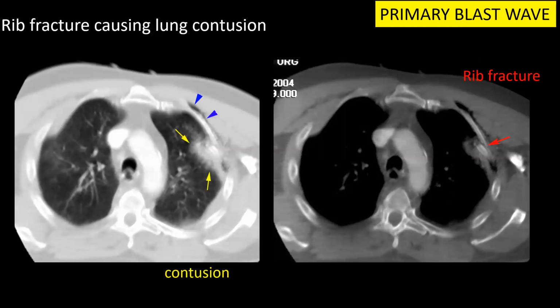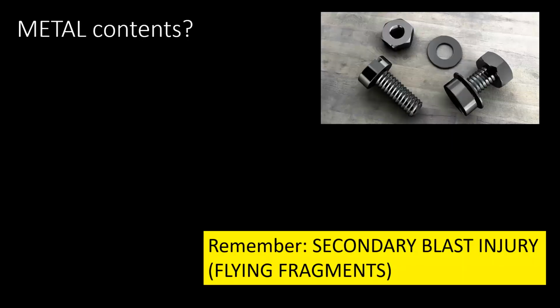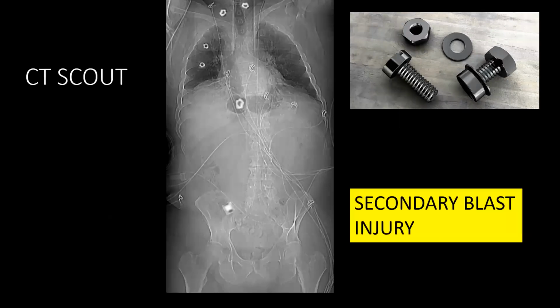And finally, there could be secondary effects, for example, due to rib fractures causing localized lung contusion. Let's think now about secondary effects. So this is due to flying fragments either within the bomb or surrounding the bomb in any way, shape or form. So the bomb may be packed with metal content, or there may be metal surrounding it.